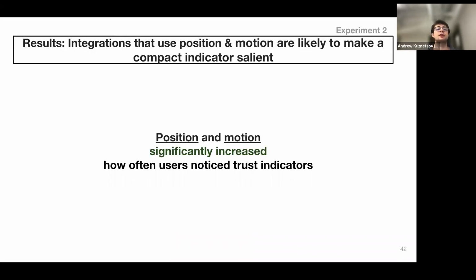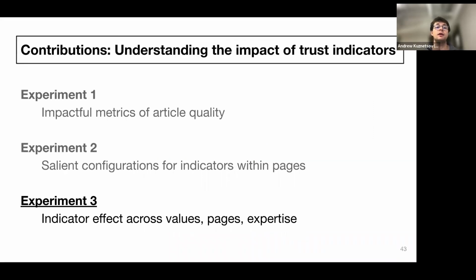Our results demonstrated the most effective modifications were those involving position and motion. In experiment 2, we discovered several modifications that could help compact indicators stand out. However, while doing so, we noticed that there is a natural variety to how users responded. We also wanted to understand this variety for a granular trust indicator.